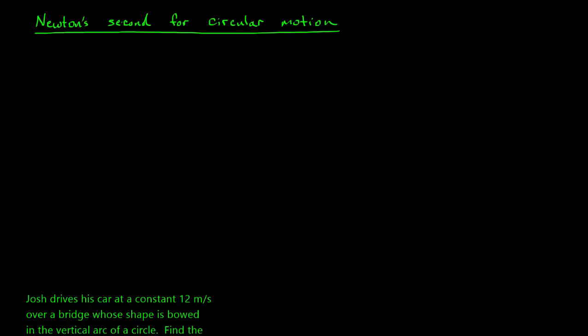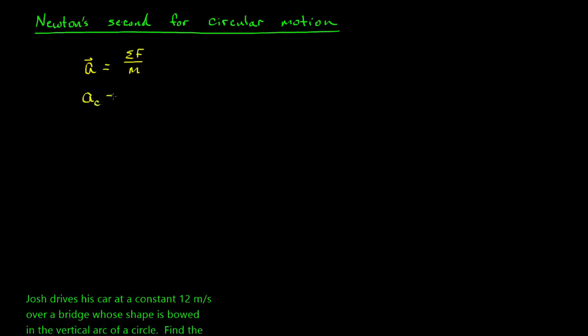So we'll continue our quantification of circular motion by talking about Newton's second law applied to circular motion. We can start with just Newton's second law in general. The acceleration of an object is the net force divided by the mass. And the only thing that changes is the acceleration. So for circular motion, we get the centripetal acceleration.